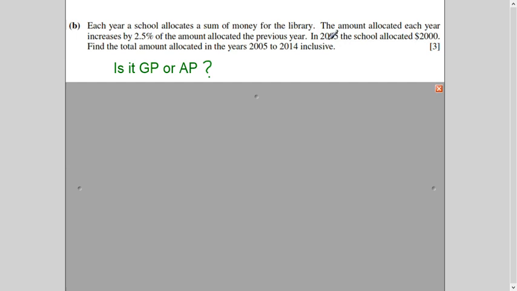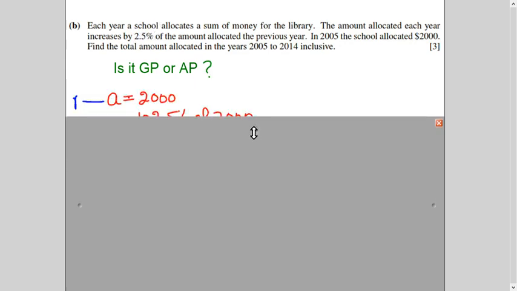So from 2005 to 2014, in 2005 the school allocated $2,000. And we know every year it is increasing. So do you think it is geometric progression or arithmetic progression? As you know, and I have explained in my video, you can see that video, I will put the link down, arithmetic progression means constant difference, geometric progression means constant ratio. So of course 2.5% increasing, so it is geometric progression.